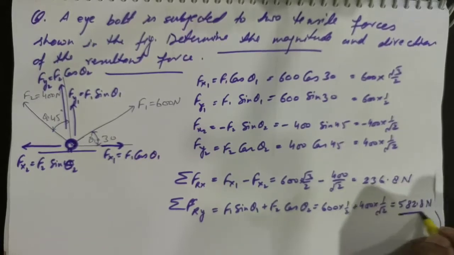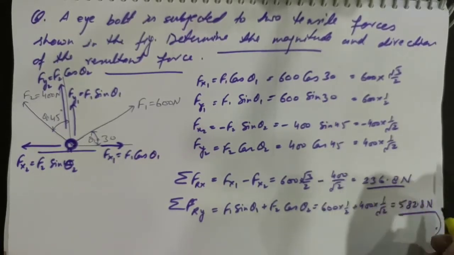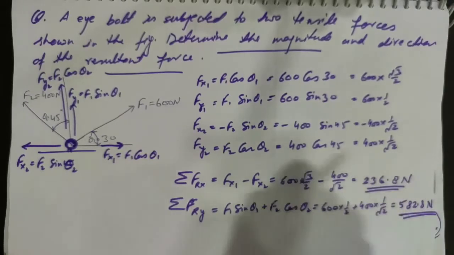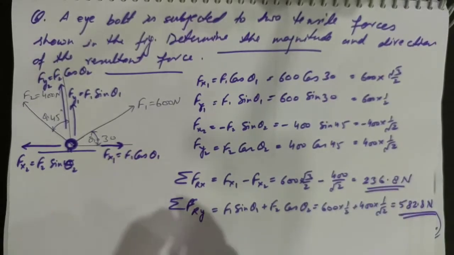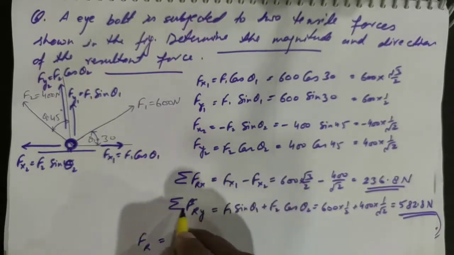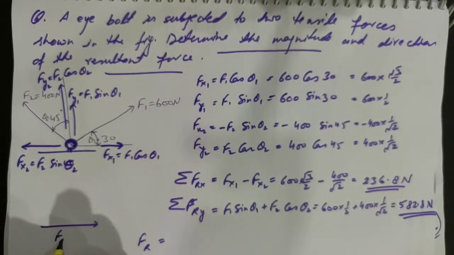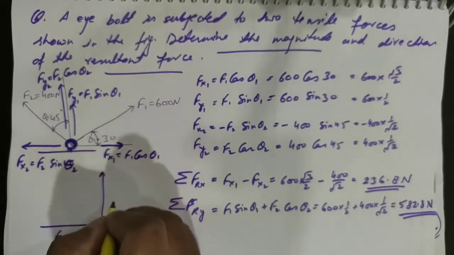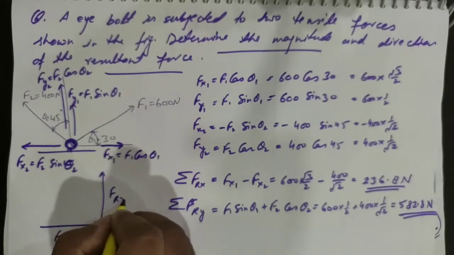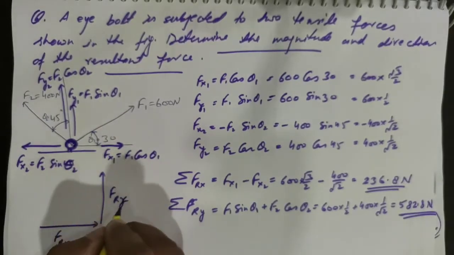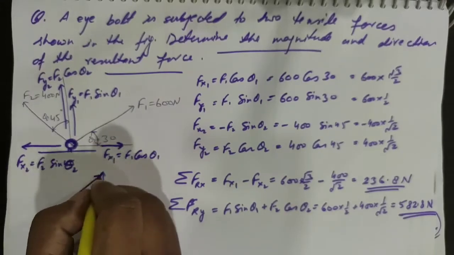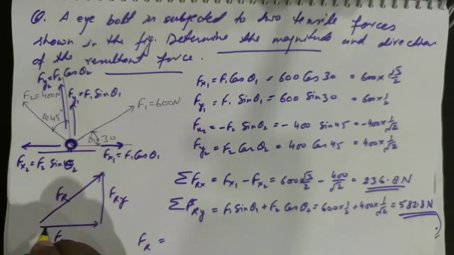.8 Newton. If we are calculating the resultant force, Fr is equal to, then this is the resultant horizontal force Frx, this is Fry, then that will be the resultant of this Fr.